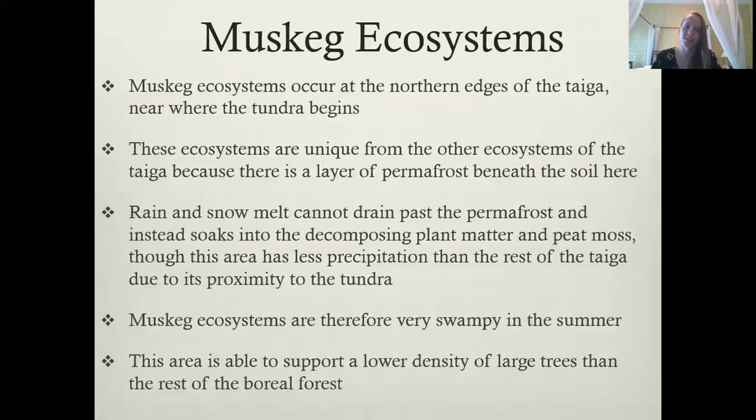The muskeg ecosystem occurs within the taiga biome at the northern edges of the taiga, just where the tundra is about to start. These ecosystems are unique from the other ecosystems of the taiga because they have a layer of permafrost beneath the soil. And that just means it's a layer of frozen ground that never melts, so permanent frost in the ground essentially.